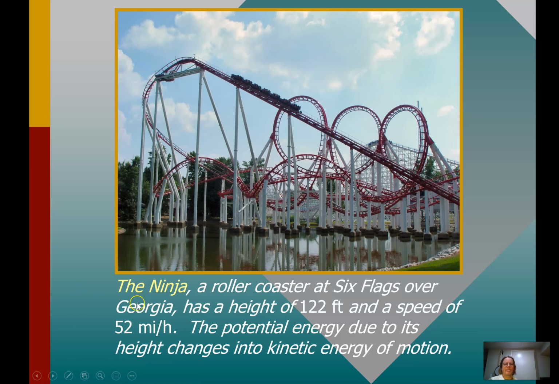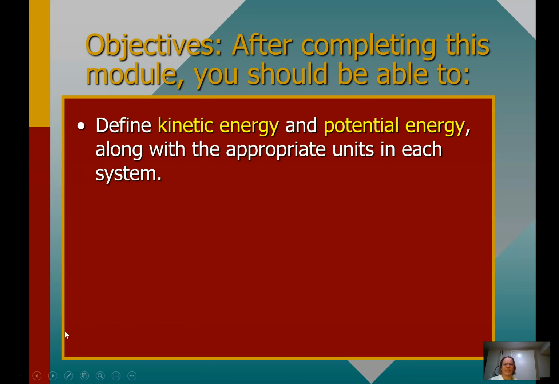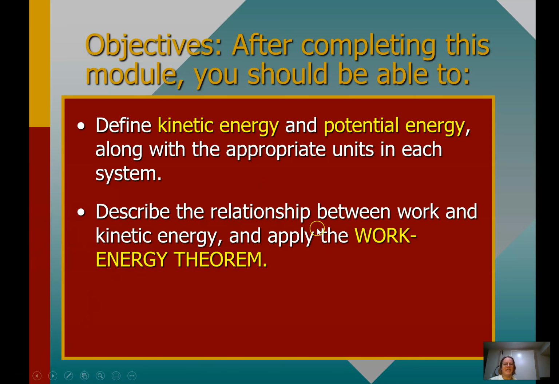So we're going to look a little bit at potential and kinetic energy and the conservation of that in another time. But today it's about how you find the potential energy and kinetic energy, because work causes a change in either of those or both of those. After completing this, you're going to define what kinetic energy is, what potential energy is, and make sure you're using appropriate units for those, the metric ones and the non-American ones. And the relationship between work and energy.